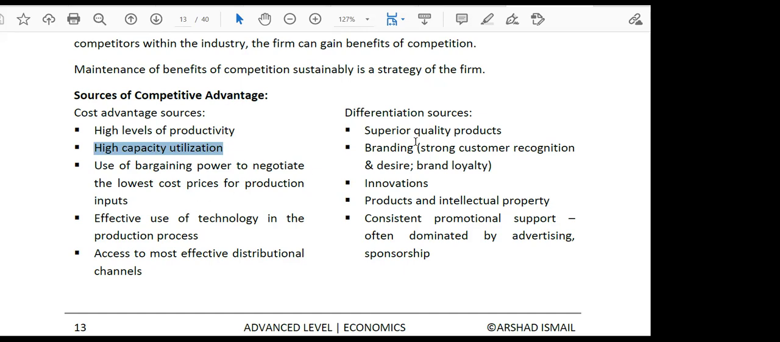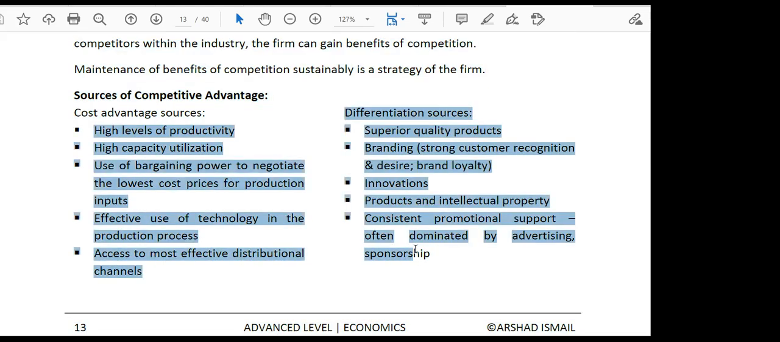Then differentiation sources, mainly for quality. So maybe superior quality products, maybe branding. For example, if you consider products like Apple, they don't have a cost advantage. Their cost is actually high, but how are they providing more value to their customer? Yes, they are giving a quality product, and also there is branding, a very strong brand. Then innovation, then intellectual property. So these are the sources that you all can write, guys.